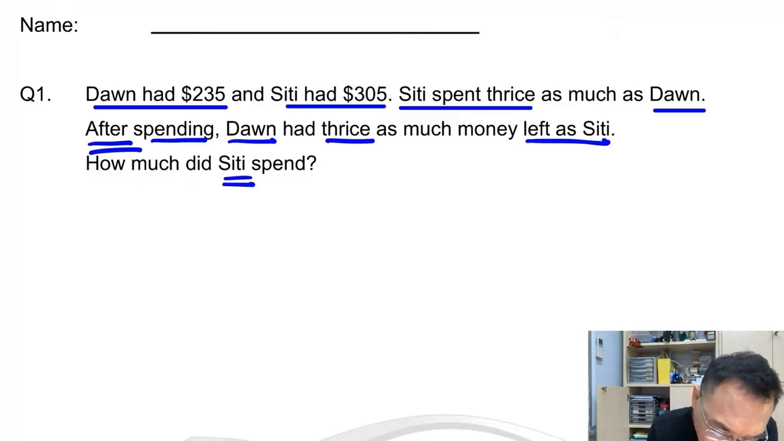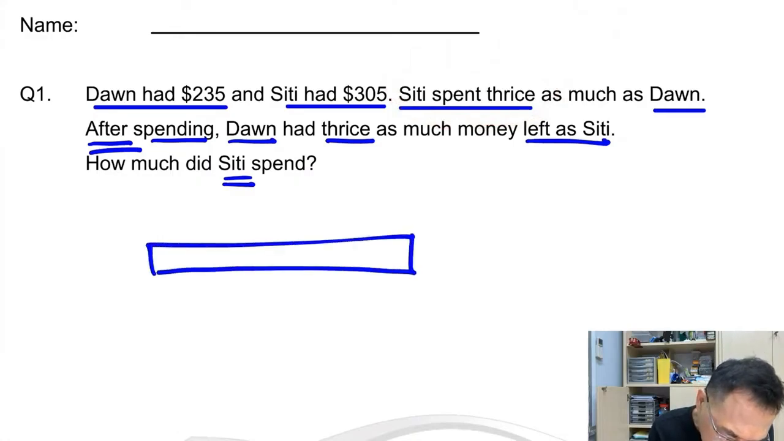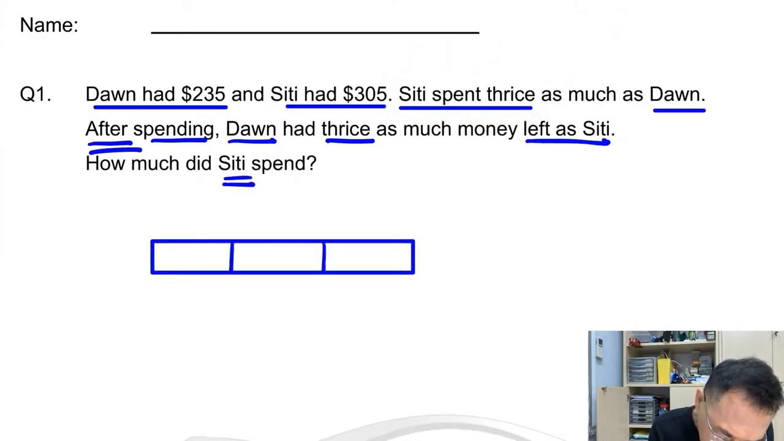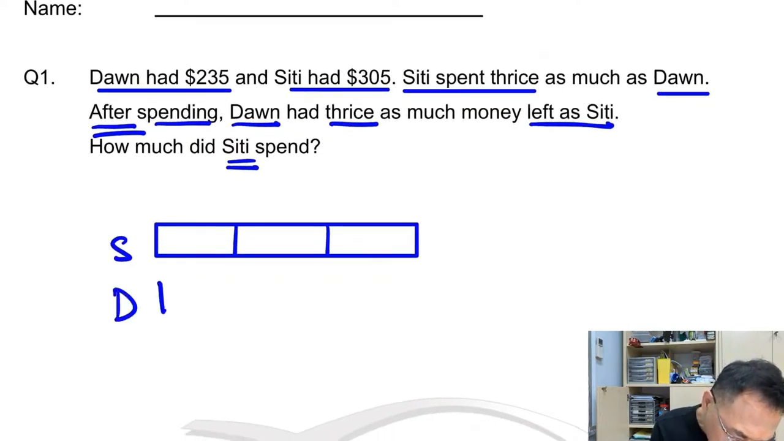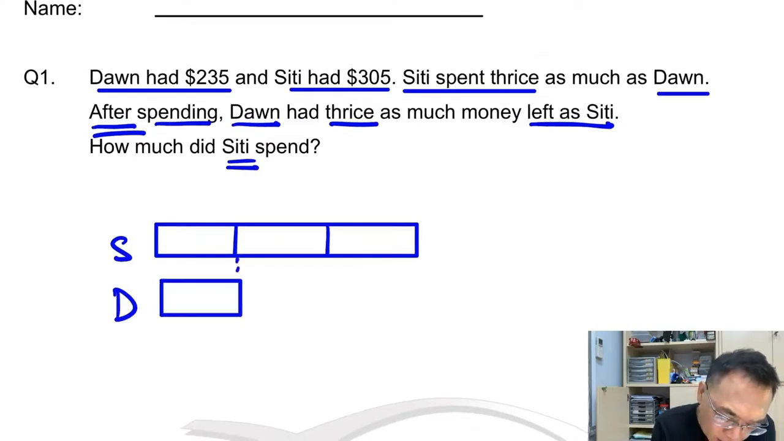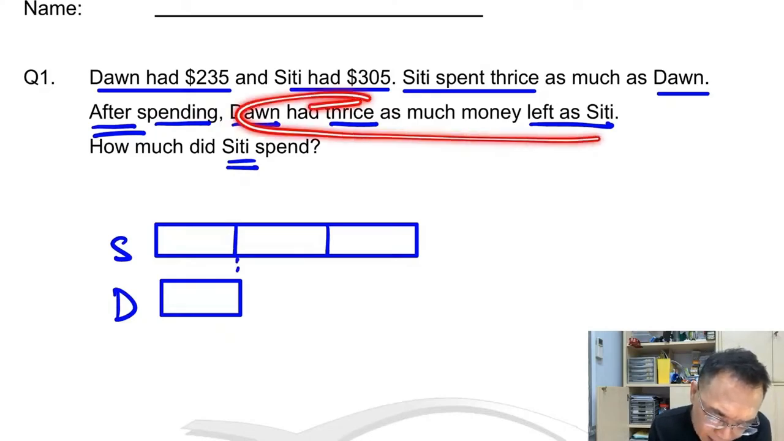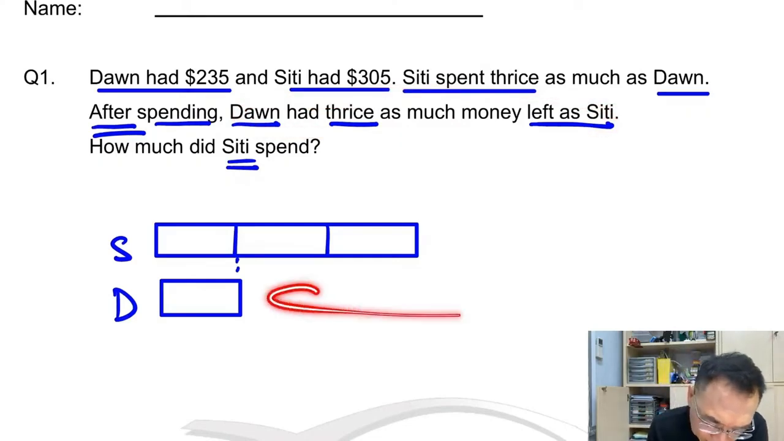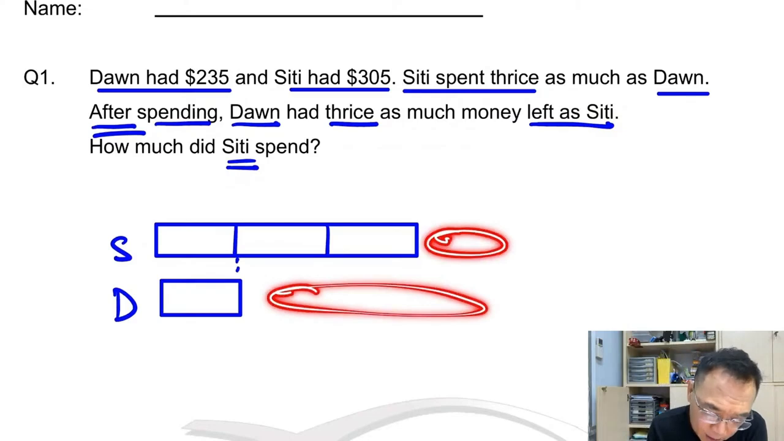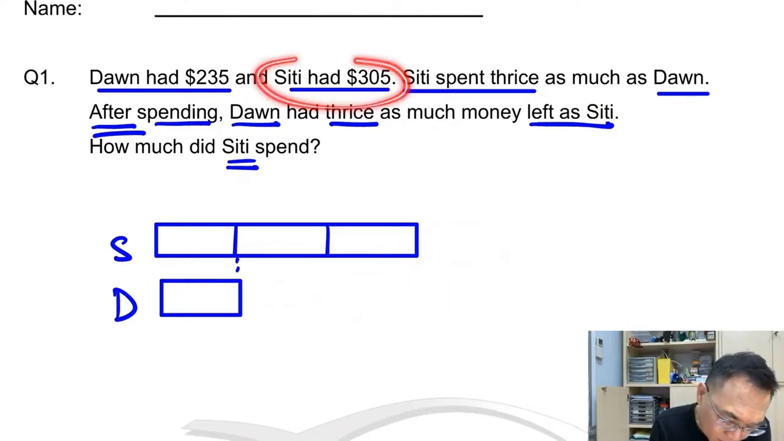So this is how you start the question. First, we are going to draw the model based on Siti spent thrice. So if Siti spent thrice, it will look like this. And this is Siti. And then Dawn, of course, will only have 1 unit spent. Then I'm going to continue reading: after Siti spent thrice of Dawn, Dawn had thrice left of Siti. Dawn will have 3 times left of Siti. So this person's left will be 3 times of this person's left. And then you look at these two numbers.